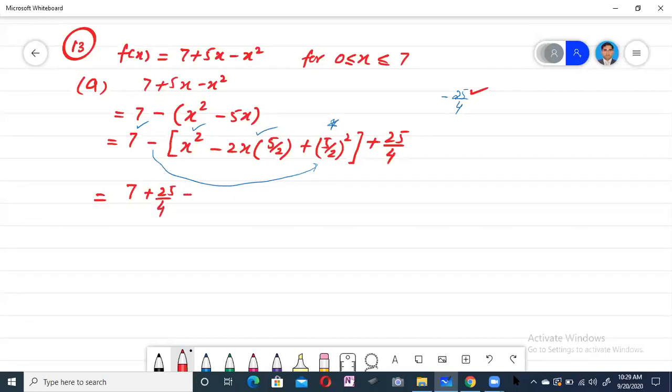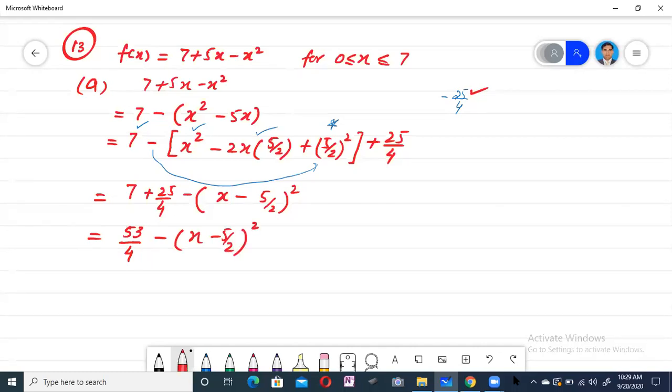Now 7 as it is, this 25 by 4 outside the bracket, that also we will write here with 7 minus, then inside the bracket there is the formula form a square minus 2ab plus b square. That will be a is x minus b is 5 by 2 whole square. Then we will take here LCM. 7 4s are 28. 28 plus 25 will be 53 divided by 4 minus x minus 5 divided by 2 whole square.